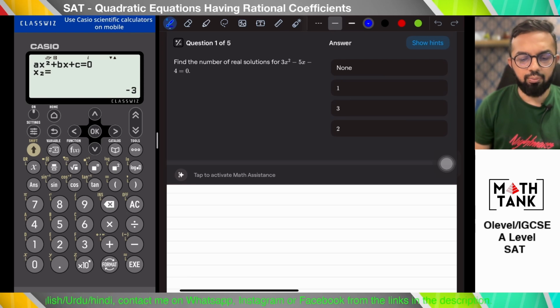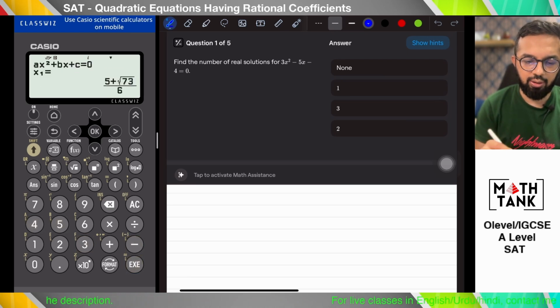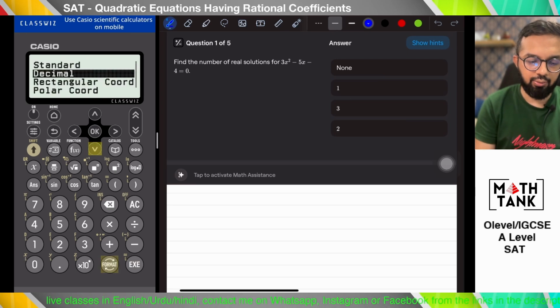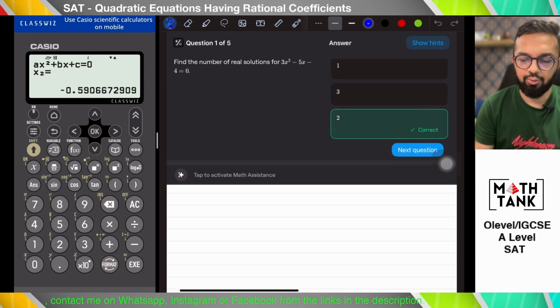The first question says find the number of real solutions for this. I'm just going to put that on my calculator and see how many real solutions I get. Real means that I shouldn't get imaginary numbers. So this one is a real number. I can show you this in decimals and that should make it clear. That is also a real number. I can show you this in decimals. So it has two real solutions.